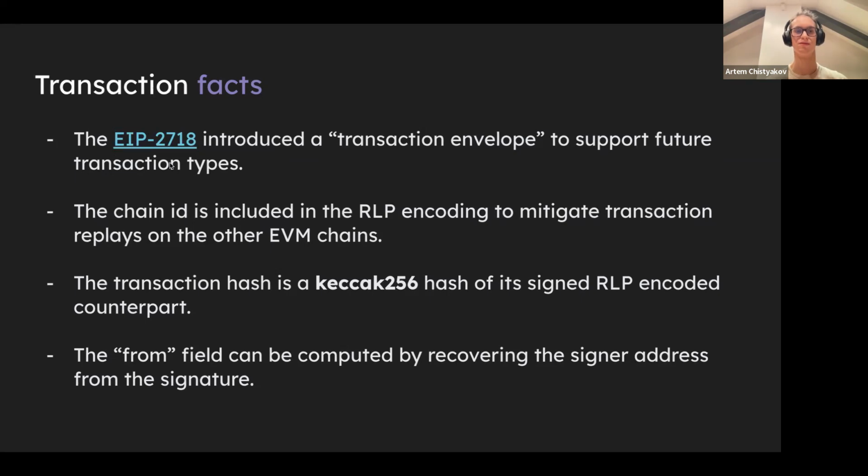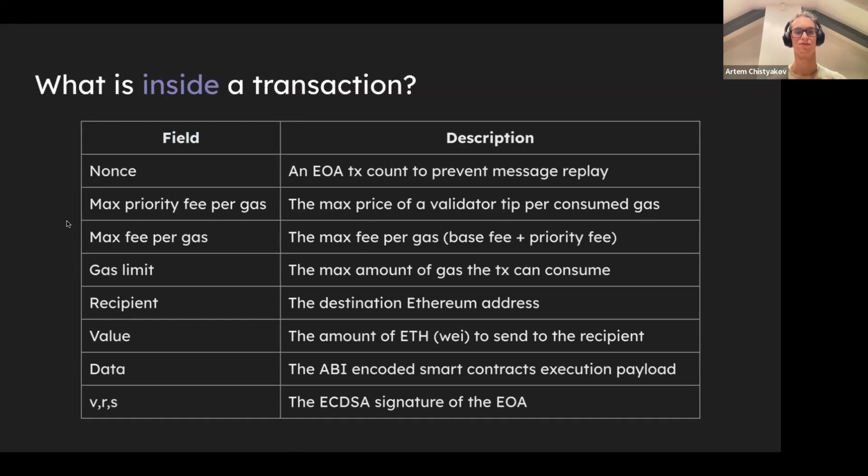So that is why, for example, EIP 2718 introduced a special transaction envelope to allow future transaction implementations. What I mean by that is, for example, before the London hard fork of Ethereum, the fee per transaction was different. It was just one variable, the same as in Bitcoin. If you want your transaction to be fast, this variable has to be high. If you are okay that your transaction is going to be mined in several minutes, then you can set it to a lower value. But after the London hard fork, this changed.